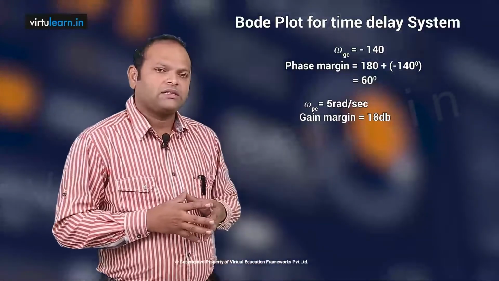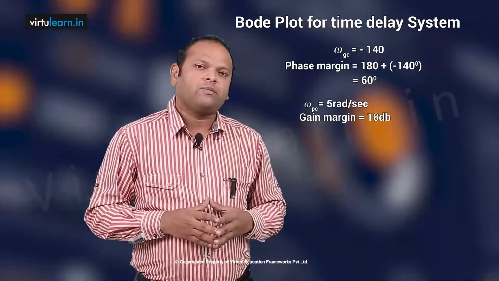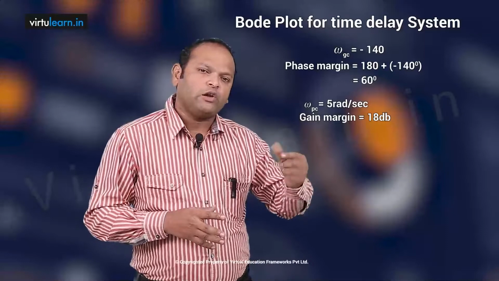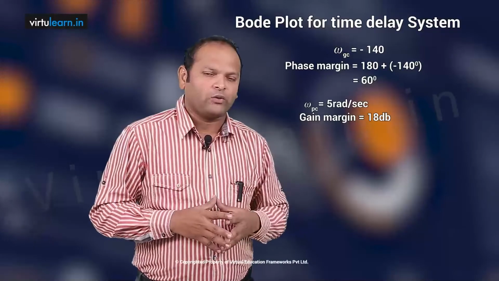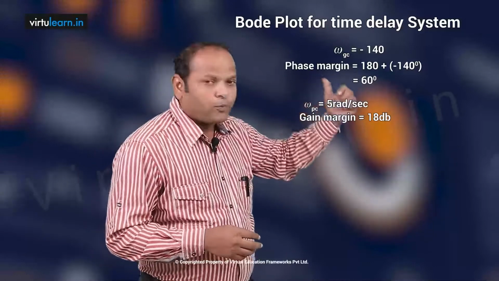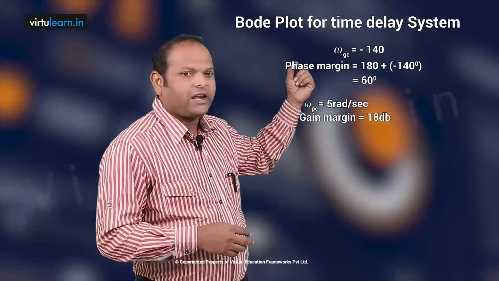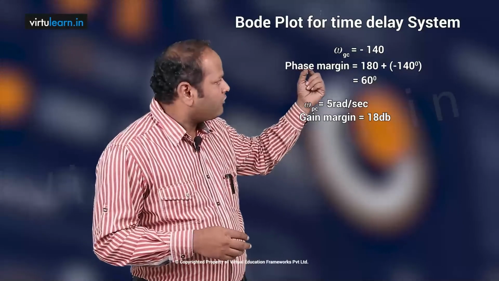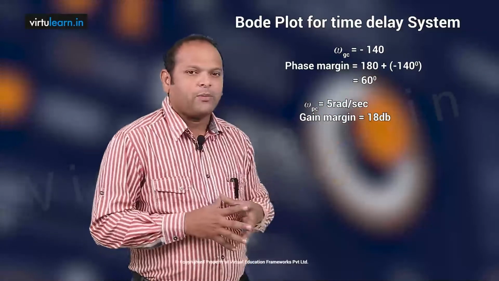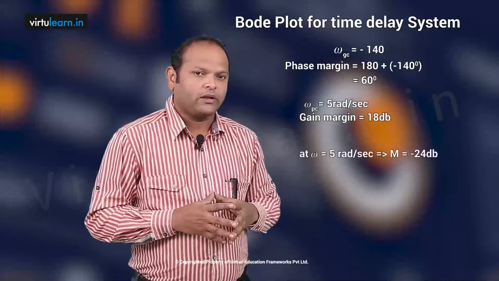The second case, for the same system: if we want the gain crossover frequency to be 5 radian per second, what should be the value of k? How can you tune the value? Initially we have taken k as 1. Now, the magnitude plot is available. When k is 1, omega GC is 1 radian per second. But now I want to make it 5. So at 5 radian per second, what will be the M dB value? If you look, that is going to be minus 24 dB.